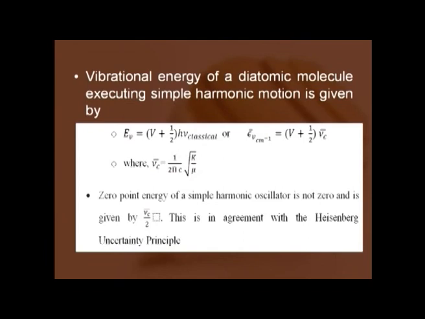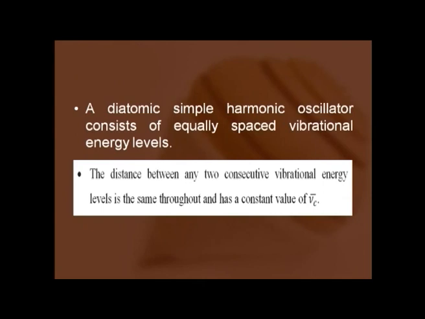Vibrational energy of a diatomic molecule executing simple harmonic motion is given by E_V equals (V plus half) h nu classical, or E bar V in centimeter inverse is equal to (V plus half) nu c bar, where nu c bar is equal to 1 by 2 pi c times the square root of k by mu. Zero point energy of a simple harmonic oscillator is not zero and is given by half nu c bar. This is in agreement with the Heisenberg uncertainty principle. A diatomic simple harmonic oscillator consists of equally spaced vibration energy levels. The distance between any two consecutive vibration energy levels is the same throughout and has a constant value of nu c bar.